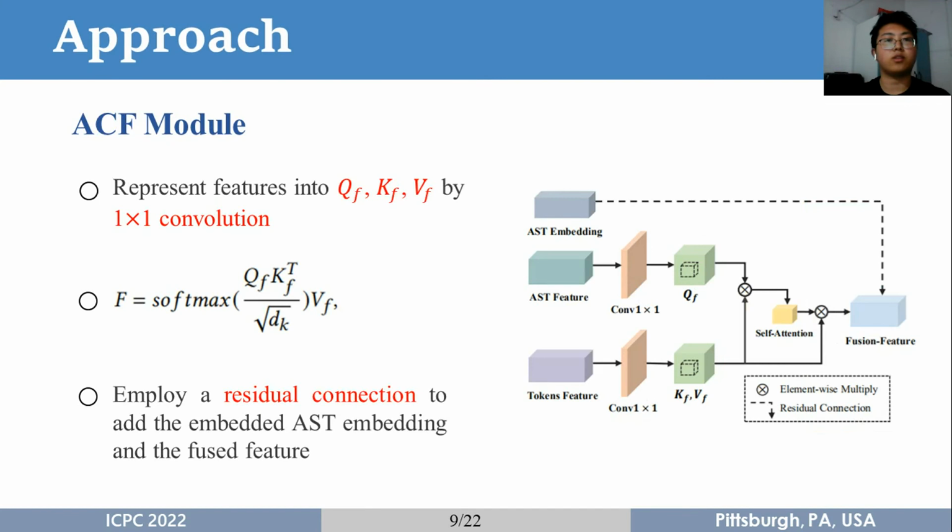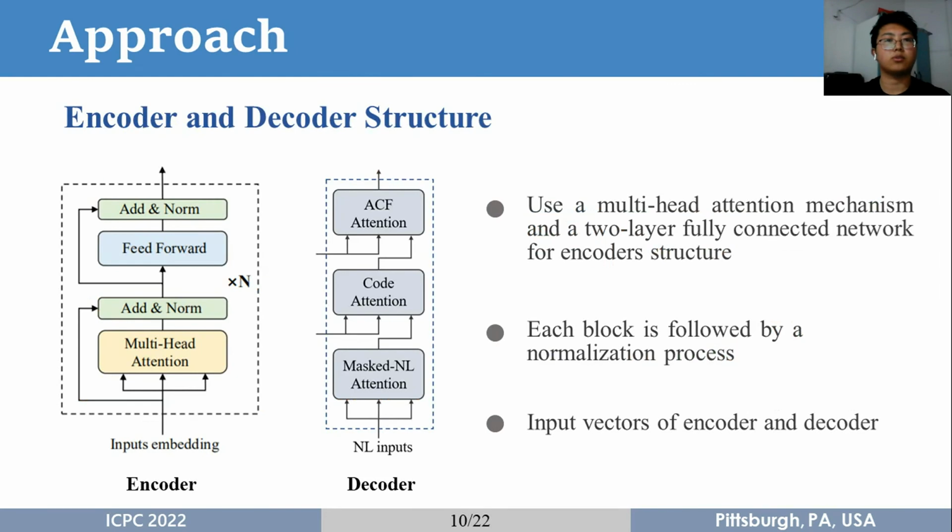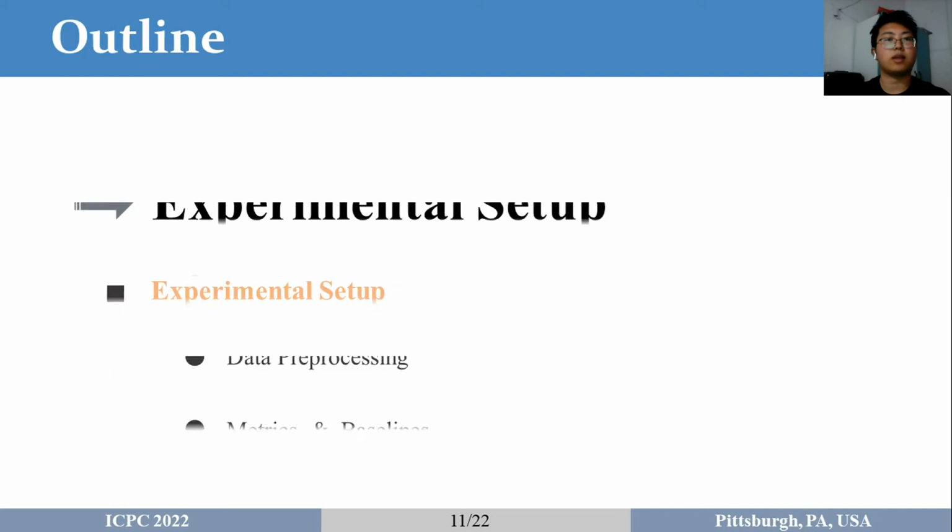For the ECF module, furthermore, we regard the SD features as Q, and the tokens features as KV. After that, we use 1x1 convolution to obtain the same size representation for both, and then use the following formula to compute them. Finally, the SD embedding vectors before encoding are added with the fused features using a residual connection to obtain the final fused features. For the 2 encoders used in the model, we use a multi-head attention mechanism and a fully connected network. It is worth noting that encoders use a single vector as input, while partial blocks of the decoder use different vectors.